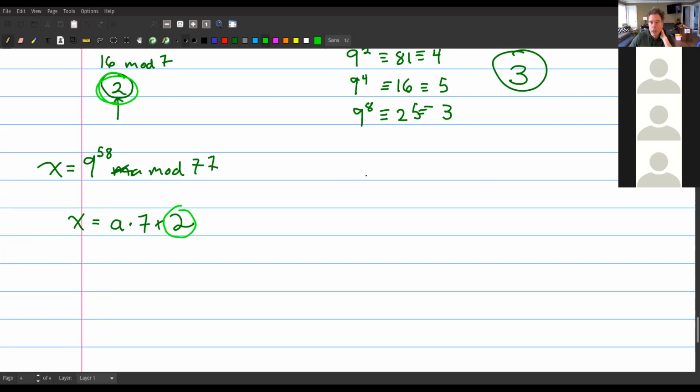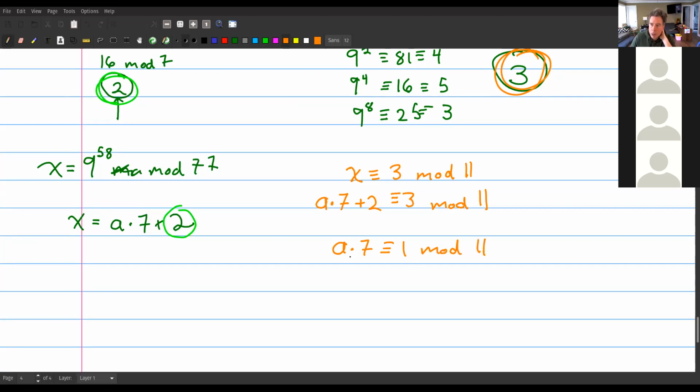So from the work that we did over on the other side of the page, we also know that x is congruent to 3 mod 11, because we did all that work and found that that number was 3. So we can put these two facts together. a times 7 plus 2 is congruent to 3 mod 11. And now we can solve this equation. Subtract 2 from both sides, and you get a times 7 is congruent to 1 mod 11.